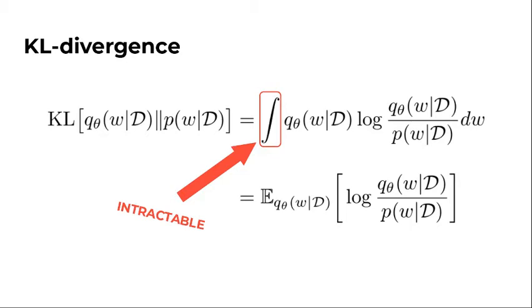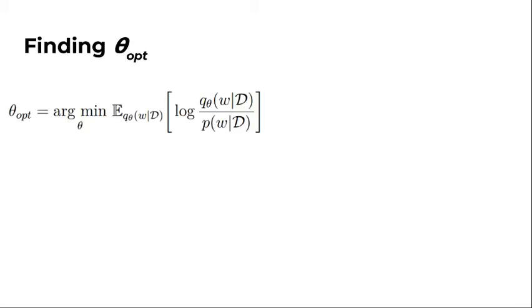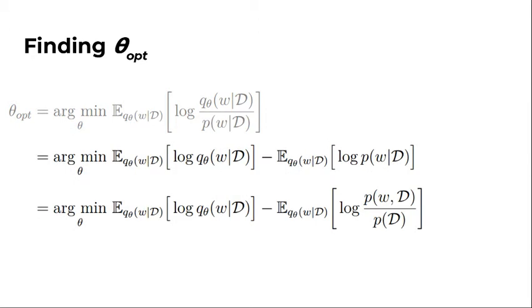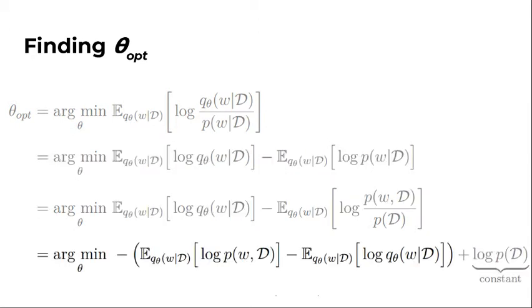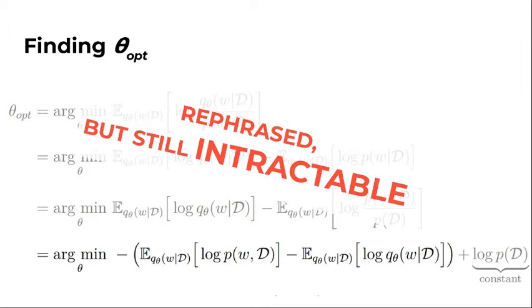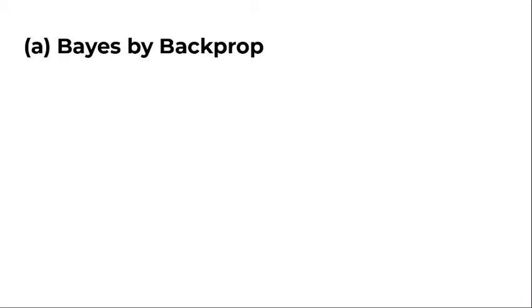You can rephrase that KL and can even further rephrase it and kick even some constants out, which makes it a bit easier. But overall, we still have that intractability. And this is basically what variational inference is stuck with. And then I will propose now one possible solution for how that intractability can be overcome, and that is Bayes by Backprop.